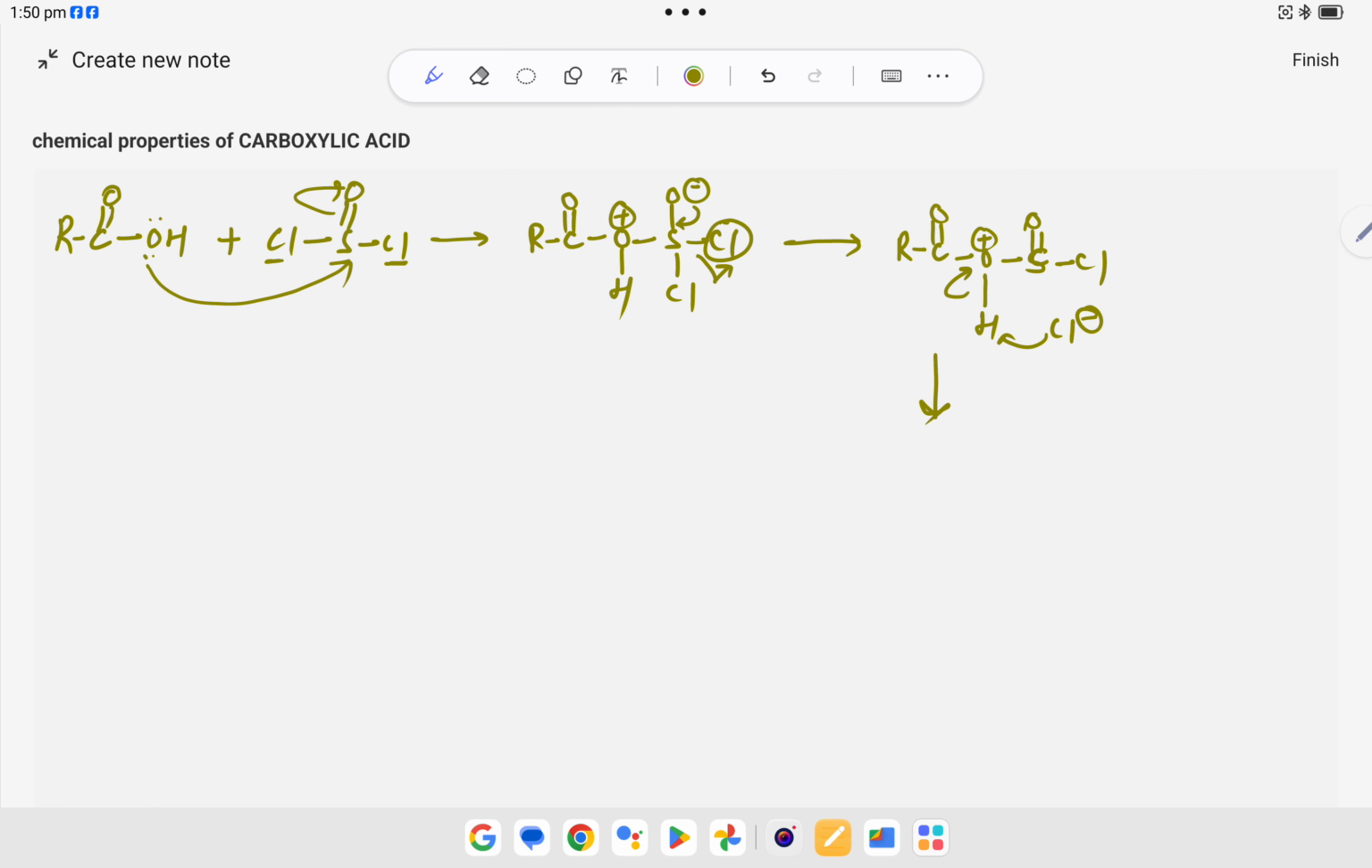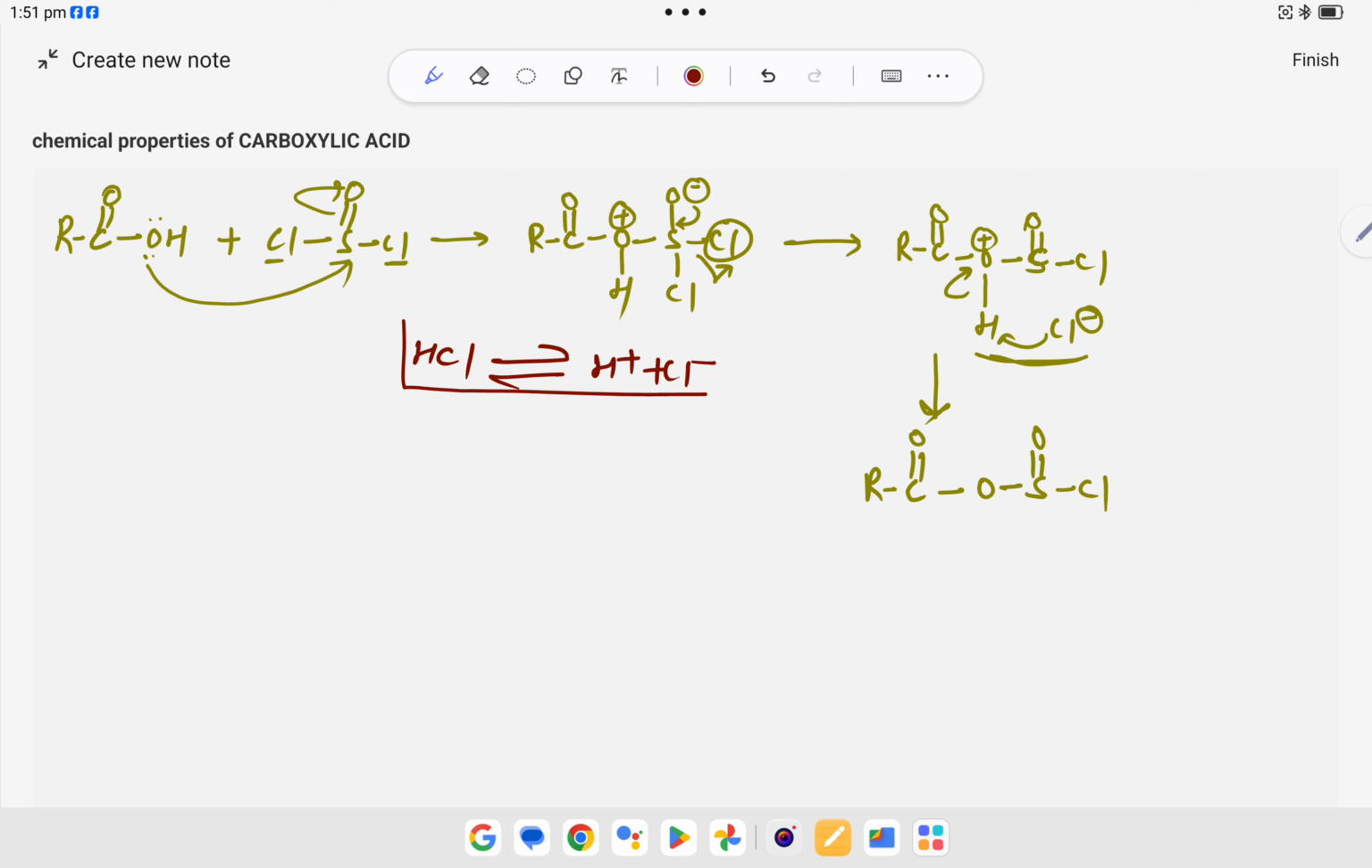So in that case, positive charge will be vanished. So what we are getting, R-C double bond O, S double bond O, Cl. So that HCl will be broken into H plus and Cl minus. So here one more H plus and Cl minus is free.